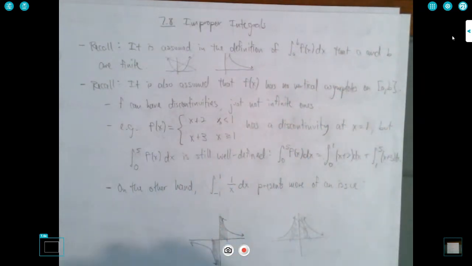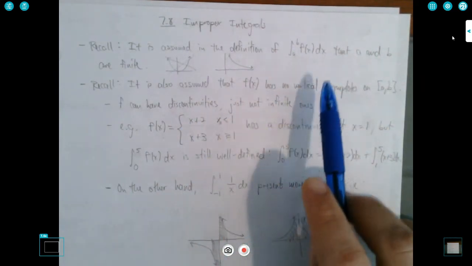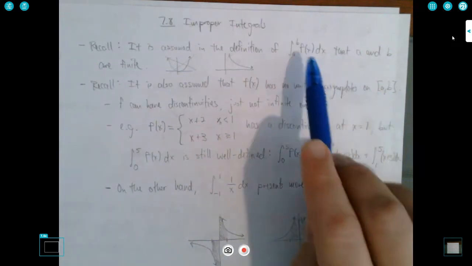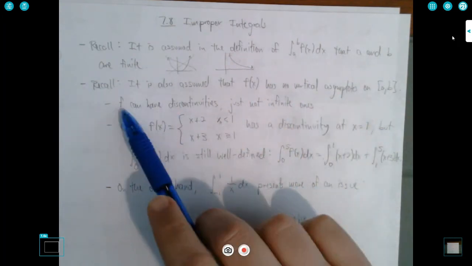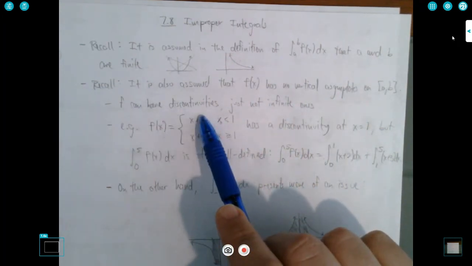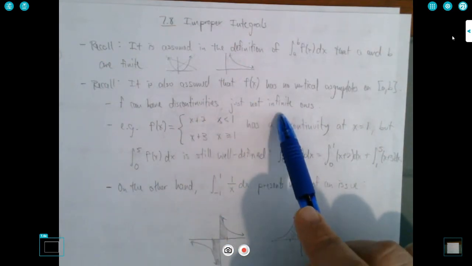The other type of improper integral is one in which you have a vertical asymptote somewhere within this interval from a to b. And just to be clear, right, it's not that f can't have discontinuities. It's fine. F can have certain discontinuities. It just can't have infinite ones, right?